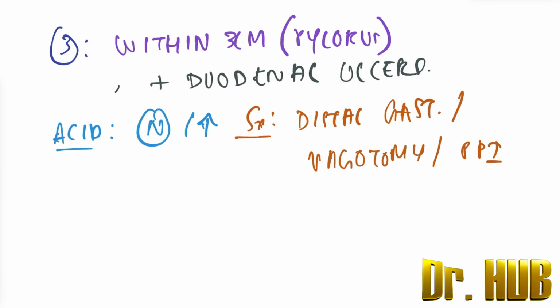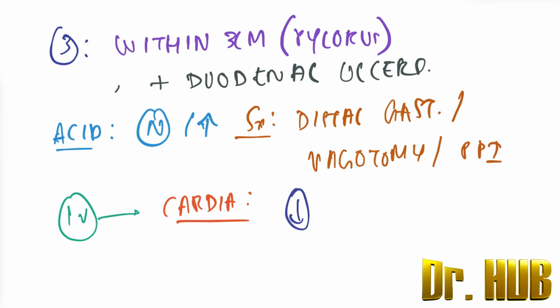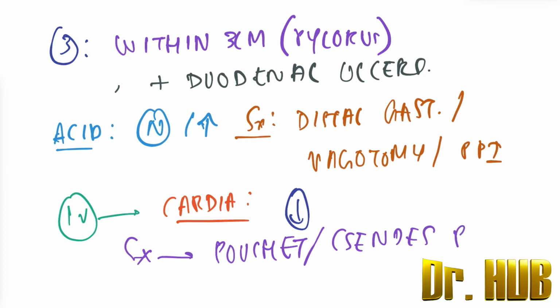Lastly, we move on to type 4, as per the classification by Harrison 20th edition. In type 4 it is associated with the cardia, and the acid production is considered low. The surgical management will include the Pouchet's procedure, as well as the Senday's procedure. So this was about the Harrison's 20th edition.